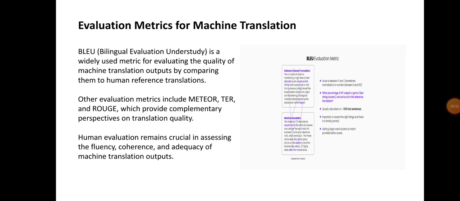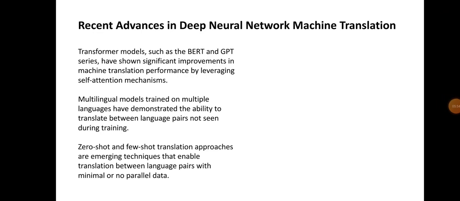So next we can see recent advances in deep neural network machine translation. Transformer models such as BERT and the GPT series have shown significant improvements in machine translation performance by leveraging self-attention mechanisms. Multilingual models trained on multiple languages have demonstrated the ability to translate between language pairs not seen during training. Zero-shot and few-shot translation approaches are emerging techniques that enable translation between language pairs with minimal or no parallel data.